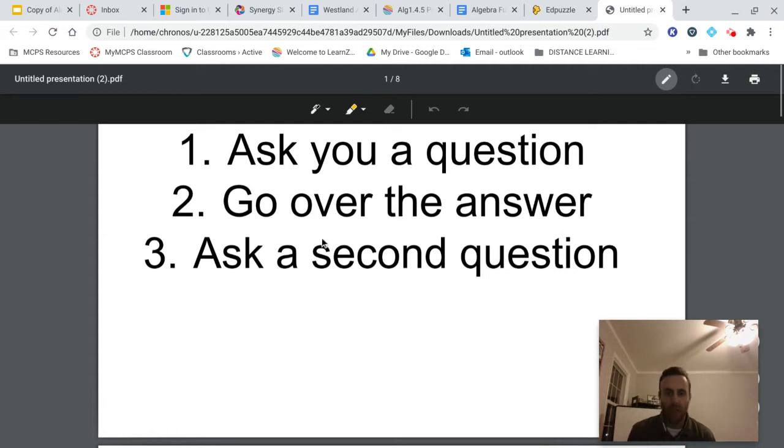And then after we're done with that, we're going to ask you a second question. That's the question you're actually going to have to pick the right answer on in this Edpuzzle. If you get it right, you get it right. If you get it wrong, you get it wrong. And you can always go back and review what we did together. But do yourself a favor, and when we ask you the first question, pause the video and try it on your own. All right?